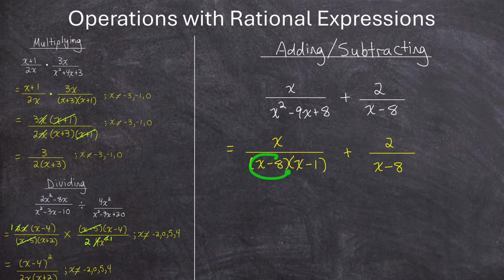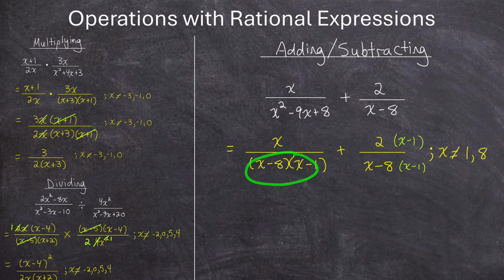X can't be 8, or 1, or 8 again. If x was either 8 or 1, it would make the sum of these rational expressions undefined because division by 0 is undefined. So I'll state those restrictions. And now I'll go ahead and try and get a common denominator. I notice this denominator is a product of x minus 8 and x minus 1, while this denominator just has a factor of x minus 8. So if I multiplied this fraction top and bottom by x minus 1, I would then have a common denominator.